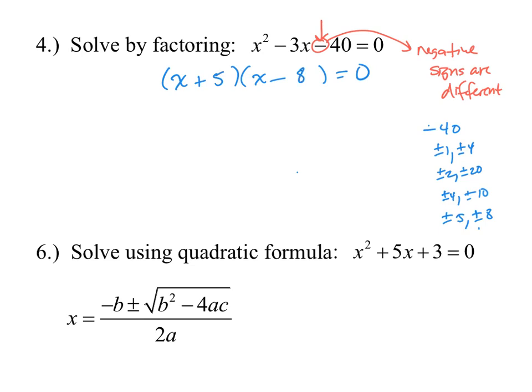Okay, so now that we've factored it, we'll set each factor equal to 0. Either x plus 5 is equal to 0 or x minus 8 equals 0. So our two solutions then would be x equals negative 5 and x equals 8.